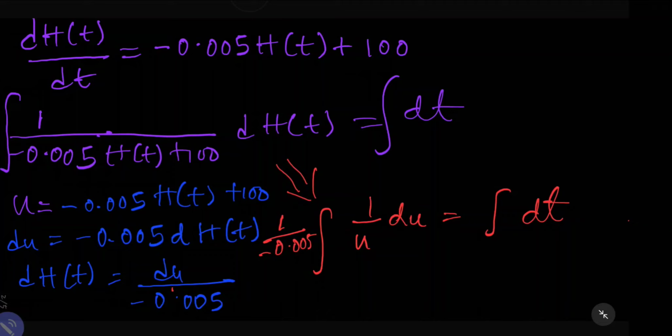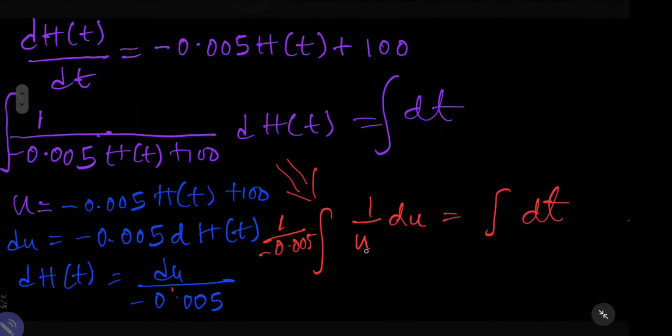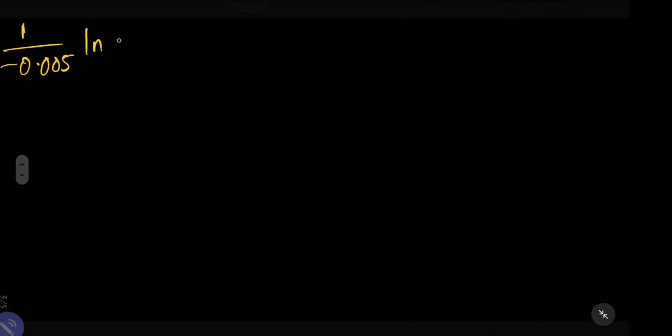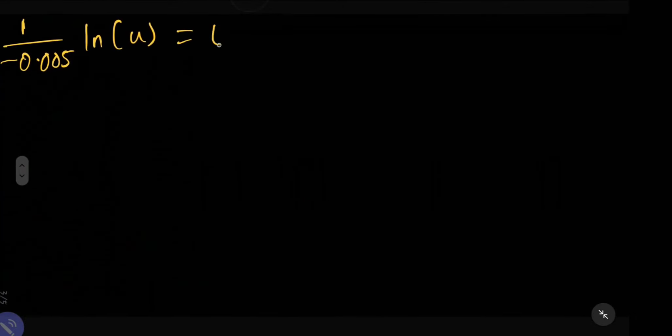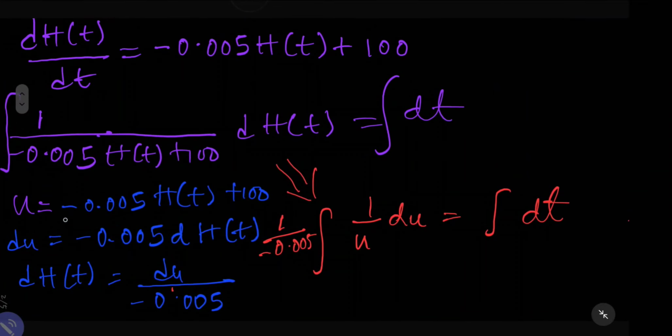So we are going to go ahead to integrate this, and integrating this would have 1 over minus 0.005. The integral of 1 over u is natural log of u equals the integral of dt is t plus c. So we are going to be replacing u with the actual value of u, which is this. Let's just grab this.